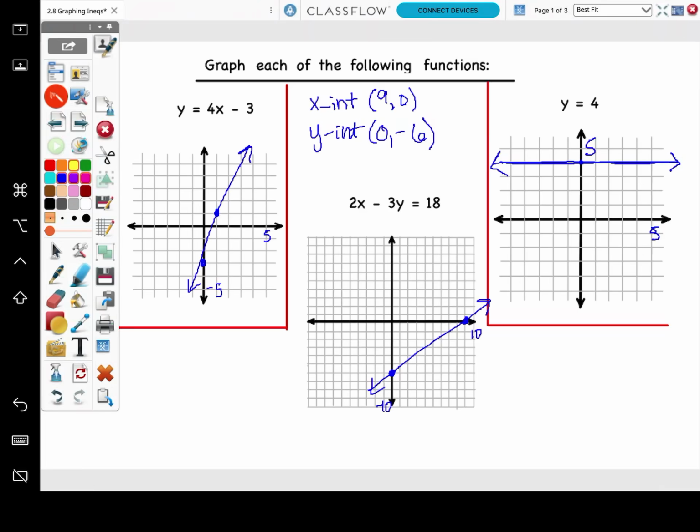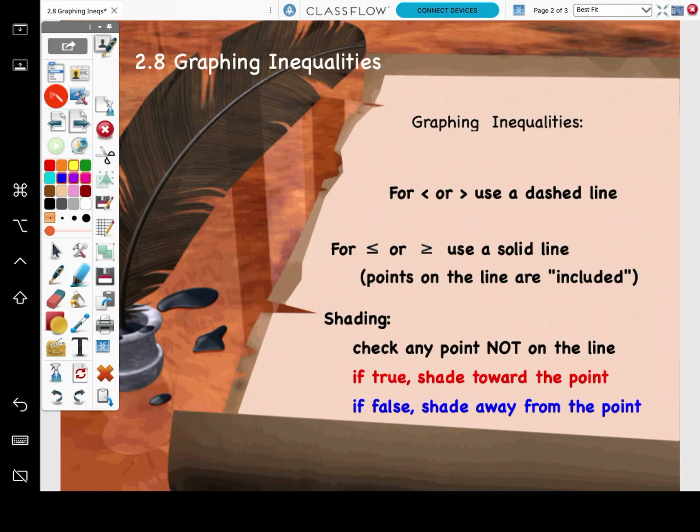Okay, x equals a number would just be a vertical line at whatever number that is. So keep those things in mind. Don't forget those special types of lines. Okay, now jumping into 2.8, we're going to basically graph lines and then do some shading.